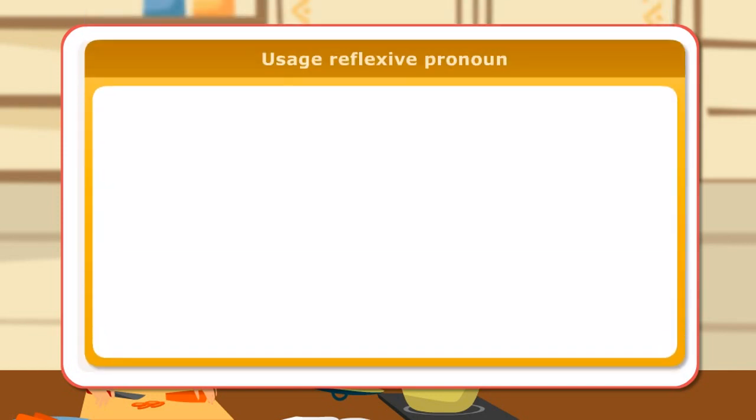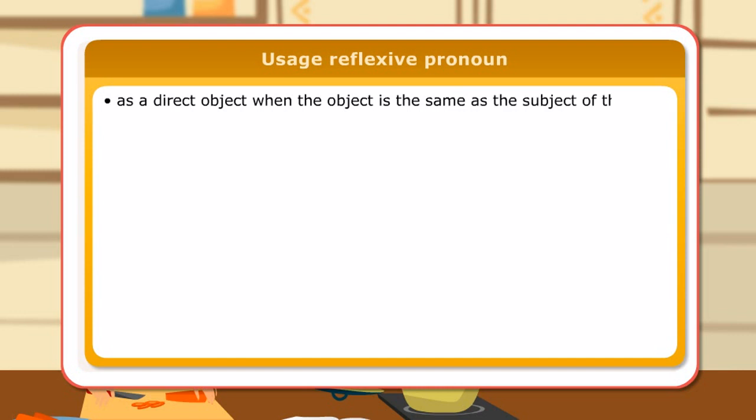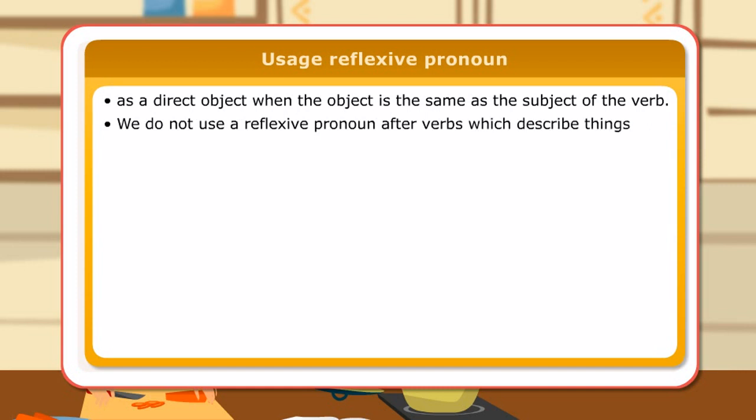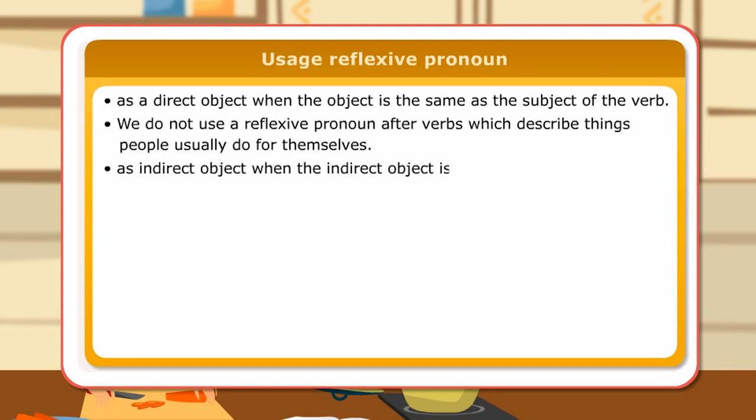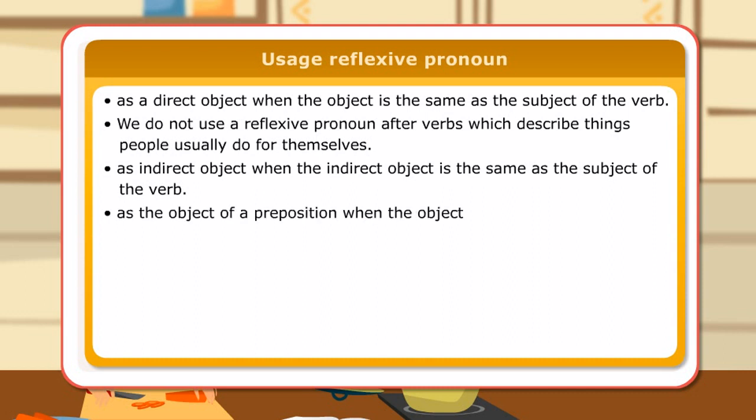Usage of reflexive pronoun. We use a reflexive pronoun as a direct object when the object is the same as the subject of the verb. We do not use a reflexive pronoun after verbs which describe things people usually do for themselves. As indirect object, when the indirect object is the same as the subject of the verb. As the object of a preposition, when the object refers to the subject of the clause.